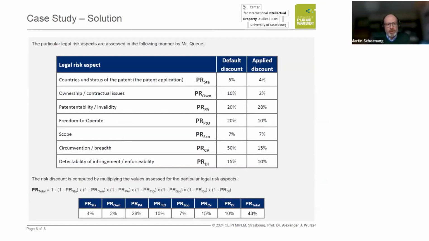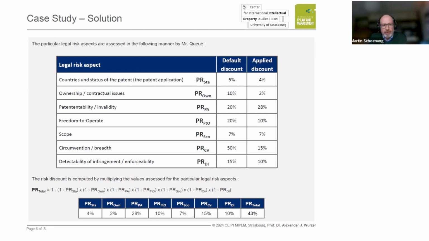Here, it's about the legal risk aspects. The legal risks represent, in the end, factors which diminish the effectivity of the patents as prohibiting rights, and thereby decrease or diminish the value of the patent. Here are 7 types of legal risks listed with default discounts. These default discounts are typical values in this specific branch.